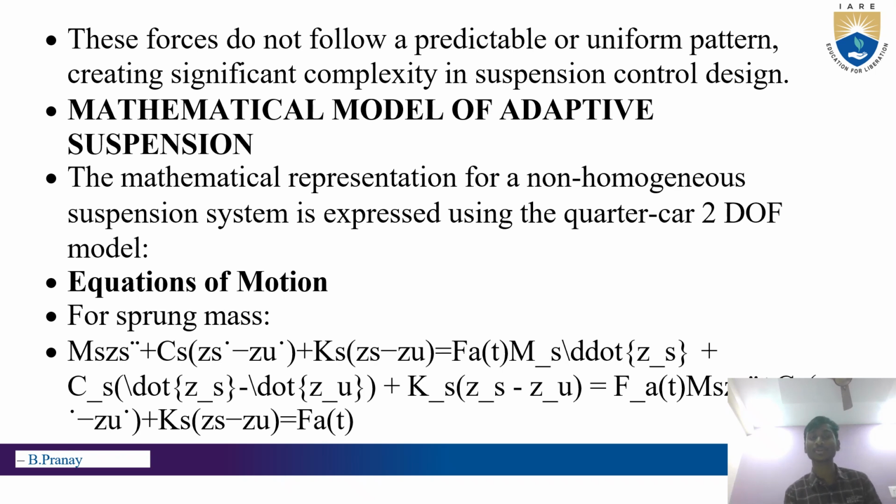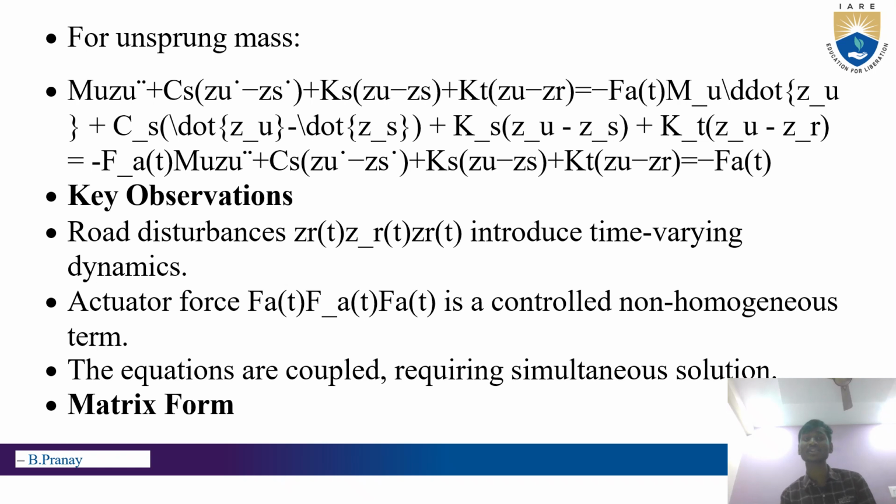Mathematical model of adaptive suspension. The mathematical representation for a non-homogeneous suspension is expressed using the quarter car 2 DOF model. Equations of motion for the sprung mass: ms zs'' plus cs times (zs' minus zu') plus ks times (zs minus zu) is equal to fa(t), and for the unsprung mass: mu zu'' plus cu times (zu' minus zs') plus ks times (zu minus zs) plus kt times (zu minus zr) is equal to minus fa(t). Key observation: road disturbances zr(t) introduce time varying dynamics.